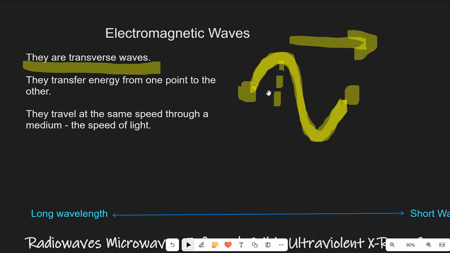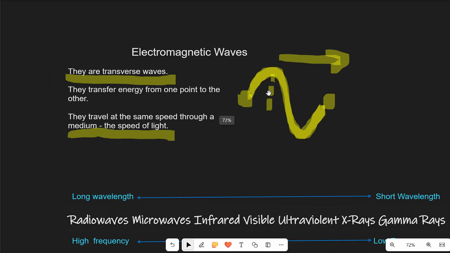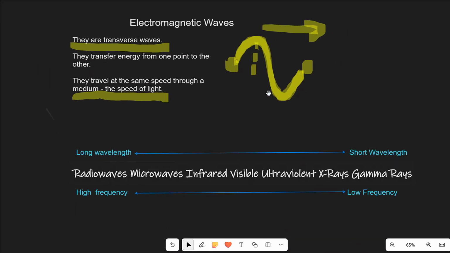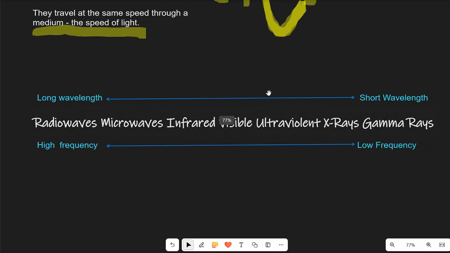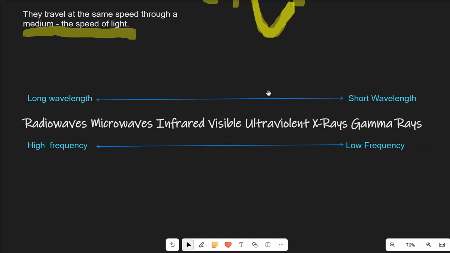For instance, we could have something like sunlight, which is an electromagnetic wave which is transferring energy. All electromagnetic waves travel at the speed of light, which is very, very important. Okay, now what does the spectrum look like? There are multiple different wavelengths and they can be distinguished by their wavelengths.